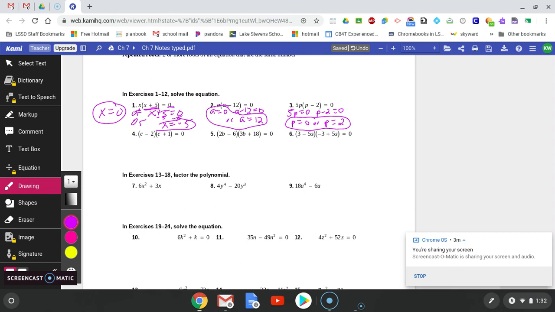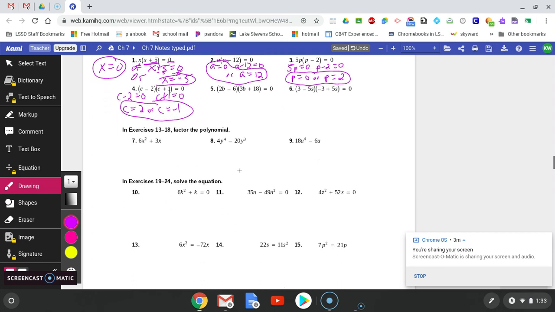All right, number 4. So I can set either c minus 2 equal to 0 or c plus 1 is equal to 0. When I solve them by adding a 2 and subtracting a 1, I have my two possibilities of what c could be. Same thing goes for 5 and for 6.